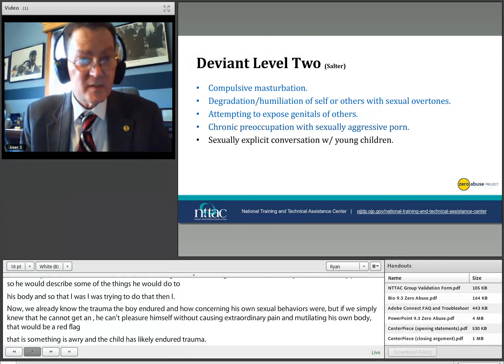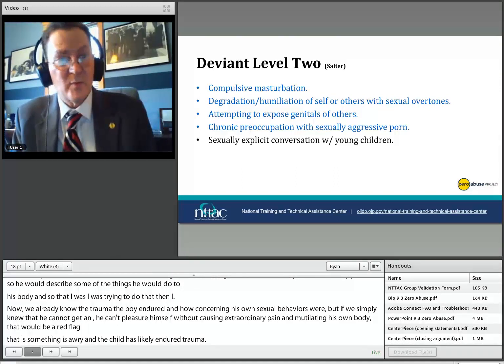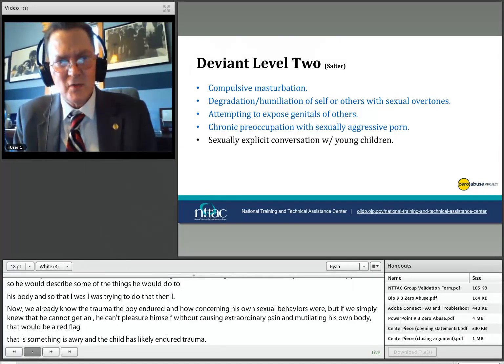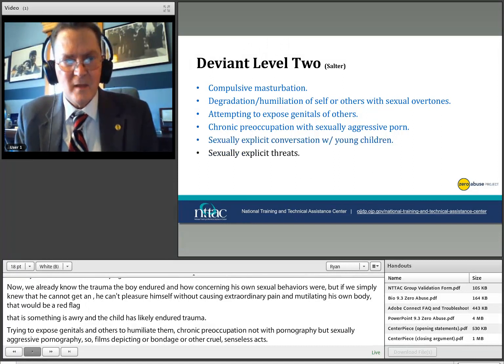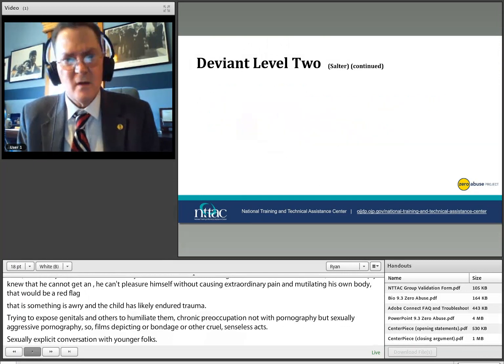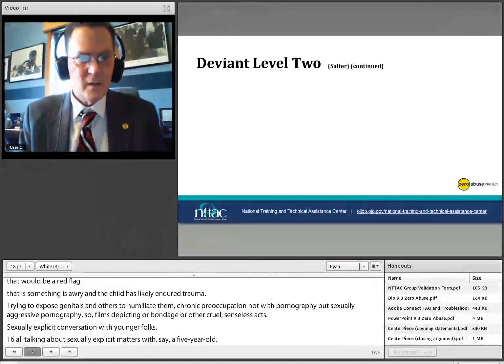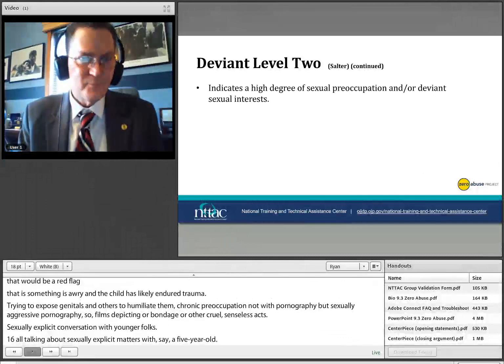Now, we already know the trauma the boy endured and how concerning his own sexual behaviors were, but if we simply knew that he can't get an erection, he can't pleasure himself without causing extraordinary pain and mutilating his own body, that would be a red flag that something is awry and that the child has likely endured trauma.